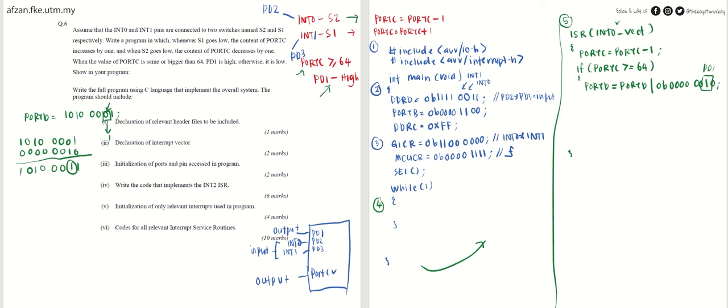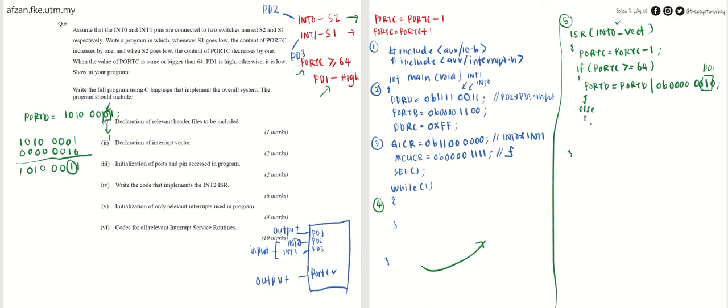Because I want to make my PD1 high, the rest of the bits remain and follow the previous value. This is what happens when PORTC is greater than 64. Else, what happens if it is smaller than 64?